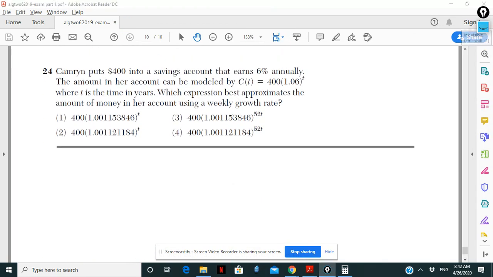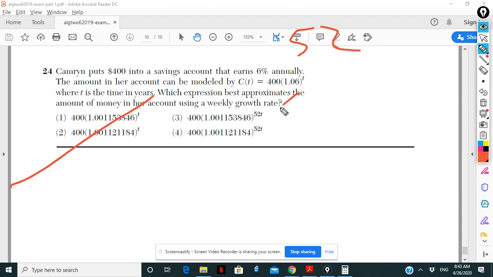Question number 24. Cameron puts 400 into a savings account that earns 6% annually. The amount in her account can be modeled by 400 times 1.06 to the power t, where t is the time in years. Which expression approximates the amount of money in her account using a weekly growth rate? A weekly growth rate means one. Now, how many weeks are in the year? 52 weeks. So the exponent should have 52.